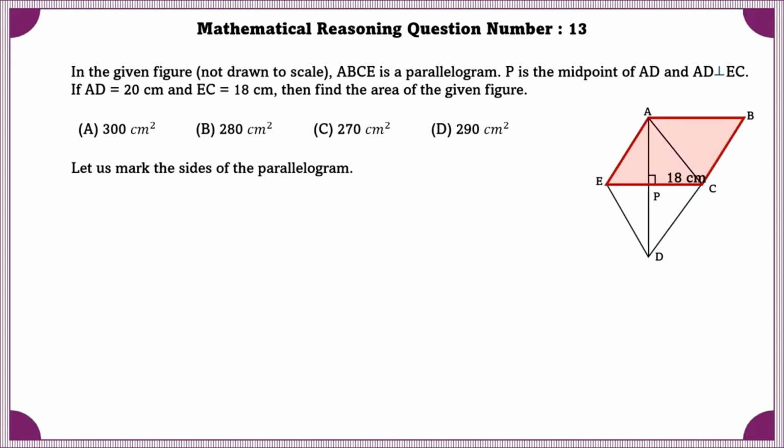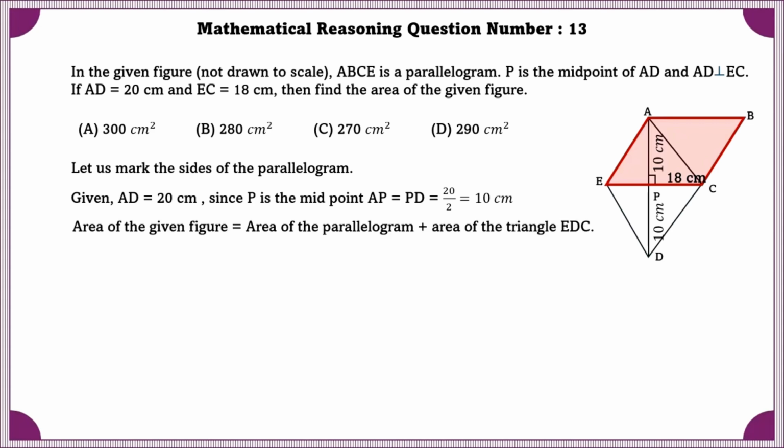Let us first mark the sides of the parallelogram. Here, given that AD is equal to 20 centimeter, since P is the midpoint, AP is equal to PD, which is equal to 10 centimeters.